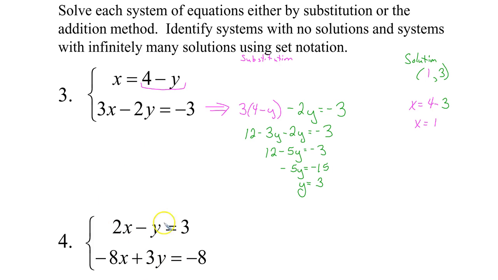We can check this. We'll come to the side over here to check. We want to check it in the second equation since I used the first equation to get my solution. So this means I have 3 times 1 minus 2 times 3. This gives me 3 minus 6, which does indeed equal negative 3. And so I can check it by plugging it into the second equation.